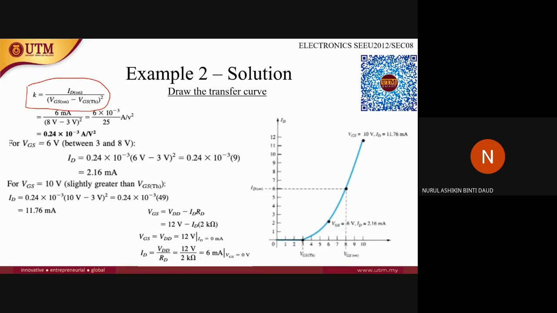It's given to you the ID on, the VGS on, and also the threshold voltage. So from these three pieces of information, you can find the value of the K constant. The value of K is 0.24 milliamps over voltage squared. This value of K is always the same for every condition. It's a constant.